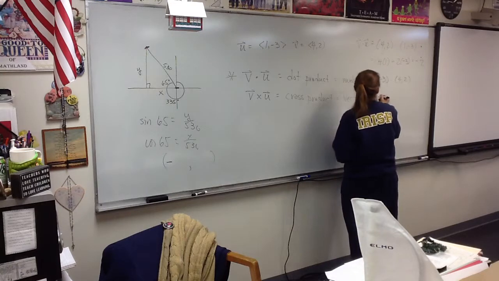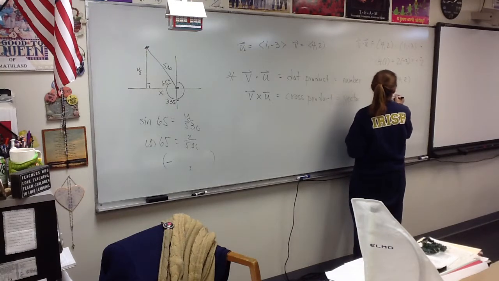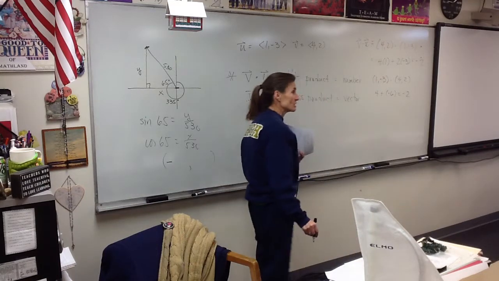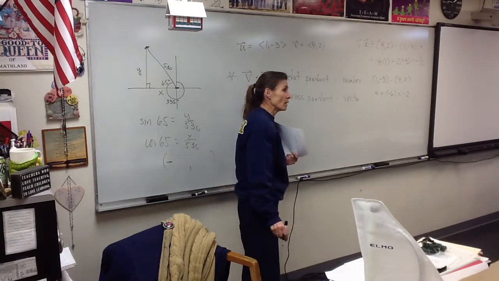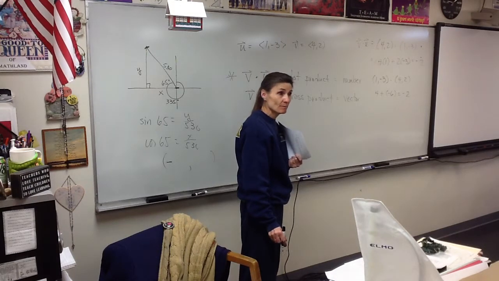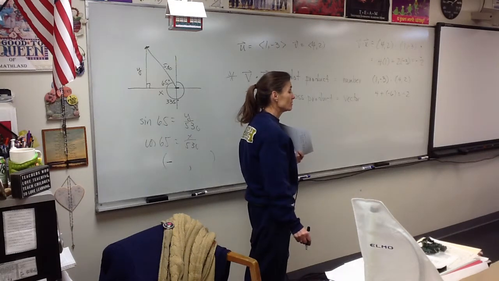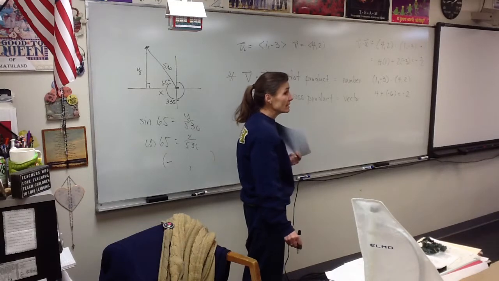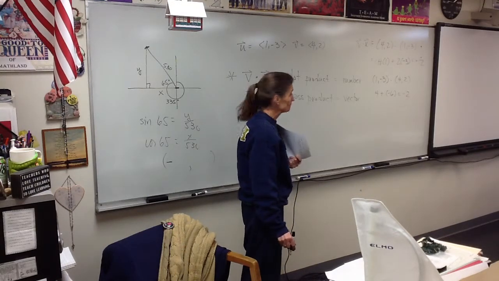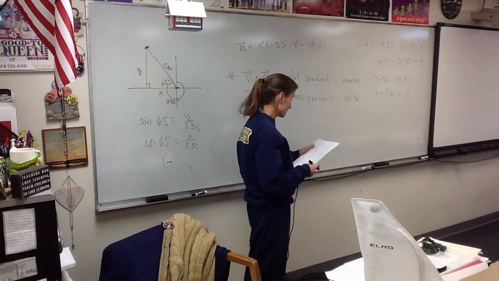What do you think's going to happen? Isn't the answer going to be exactly the same? Because we're still multiplying x times x and y times y and adding them together, and the order of the multiplication doesn't matter. So the dot product is commutative. Hint for future reference, the cross product is not commutative, but the dot product is.